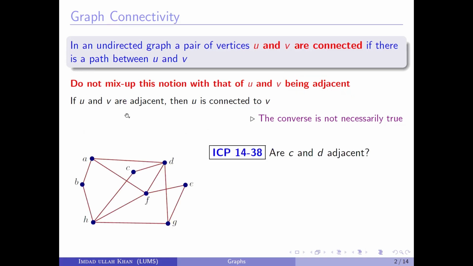Now we have a lot of very simple, very easy, but very important ICPs to clarify the fundamental notion of connectivity. So look at this graph. After each question, try to pause the video and answer these questions as yes or no questions. Are C and D adjacent? So if you look at C and D, they are adjacent because there's a direct edge from C to D. So answer is yes.